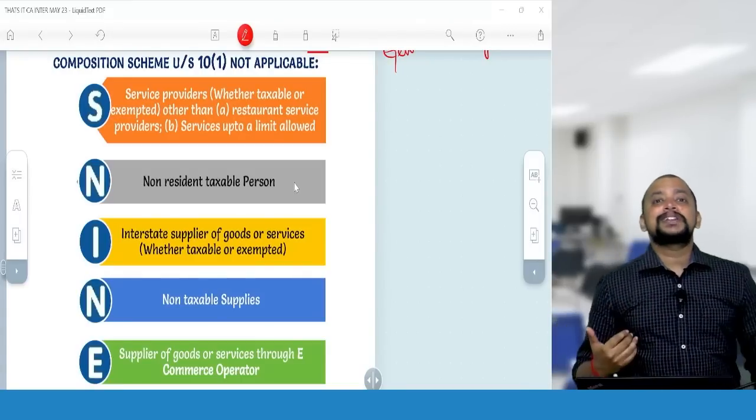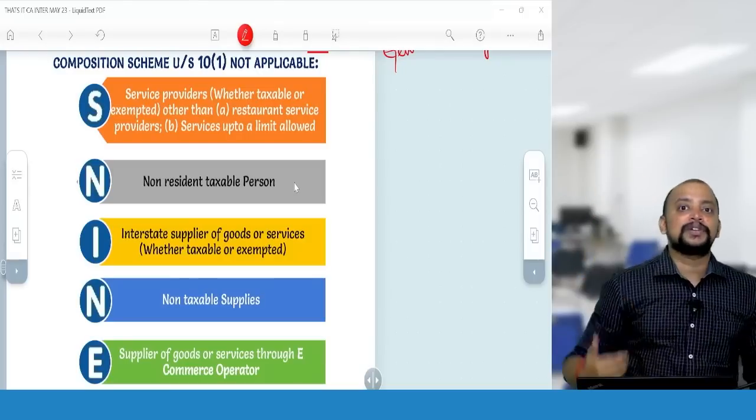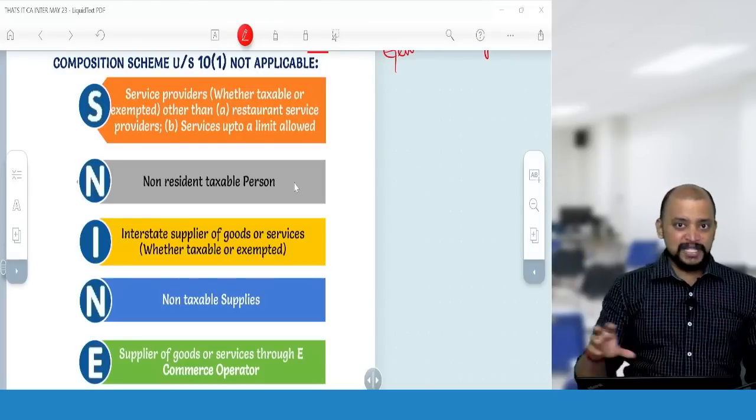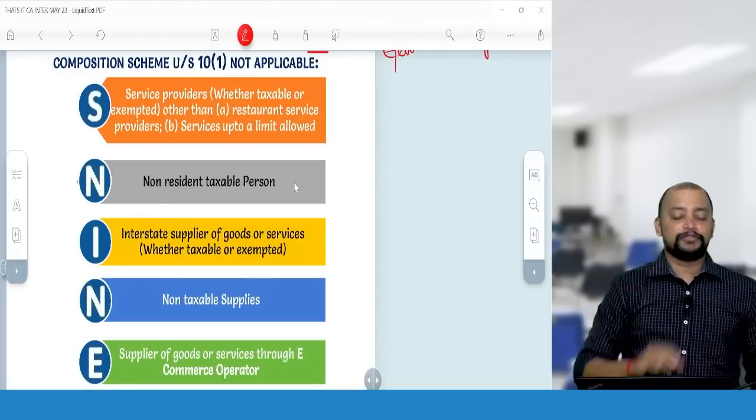Then N is for non-resident taxable person, who comes from outside India to India and does not have any physical place of business in India, called an NRTP. They cannot go for the composition scheme.